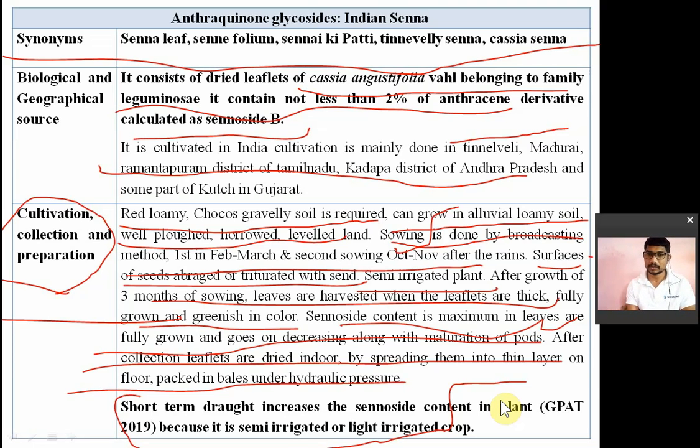Sennosides are glycosides. Now, what is meant by drought? Drought means shortage of water. If you stop the water supply to the plant for some time, it is called drought. So short-term drought increases the sennoside content in the plant because it will mature early. Short-term drought results in an increase in the sennoside content in the plant. Remember this. This was a question in GPAT 2019, as it is a semi-irrigated plant.